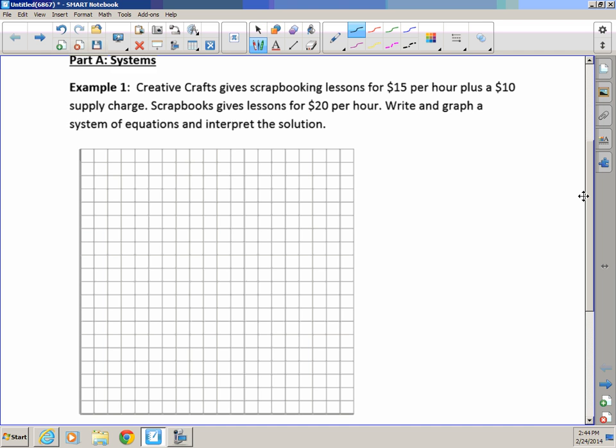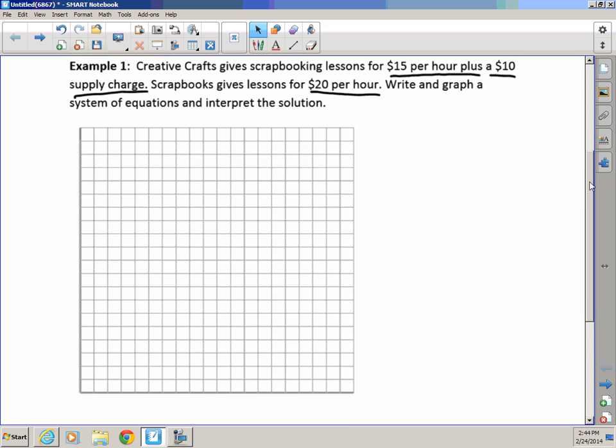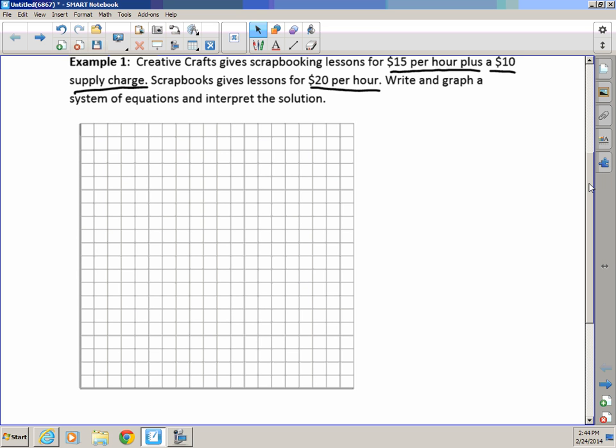Creative Crafts gives scrapbooking lessons where they charge $15 per hour plus a $10 supply charge, while Scrapbooks is just $20 per hour. Now, I want to be able to graph this and compare the two plans on a graph. To do that, I want to write an equation that models each of the two plans. Well, the first thing is, what is our unknown? Our unknown is hours.